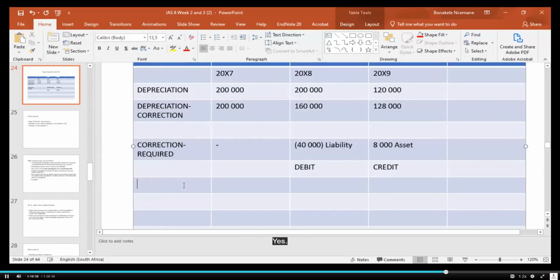Yes. So 20X8 had an error of 40,000, because a depreciation of 40,000 had been included in that year, which should not have been included. Now, what is the correct debit balance that we should use to adjust the 40,000?